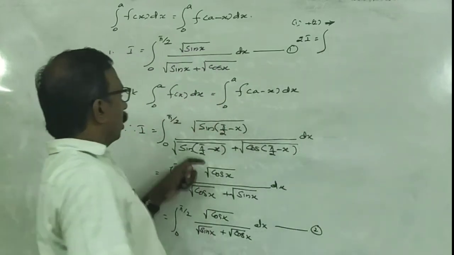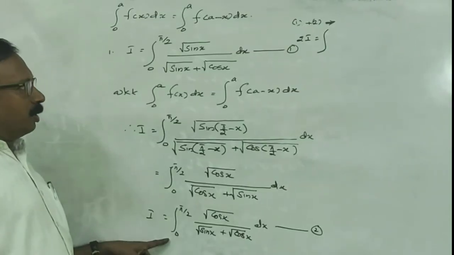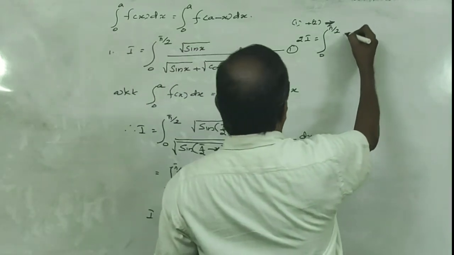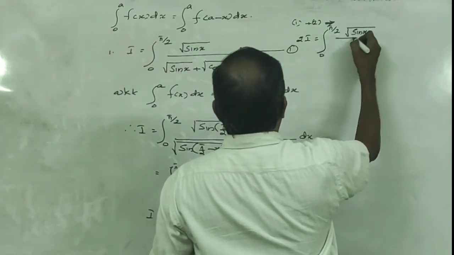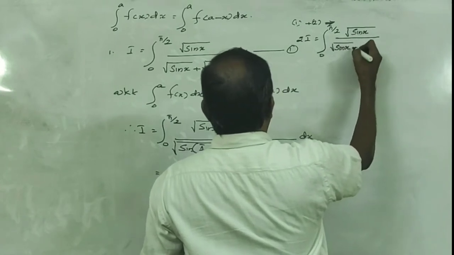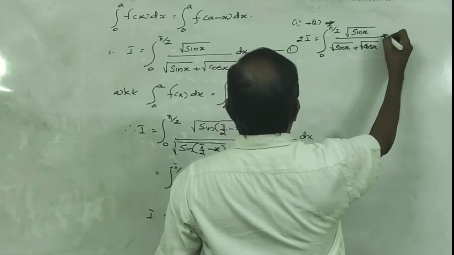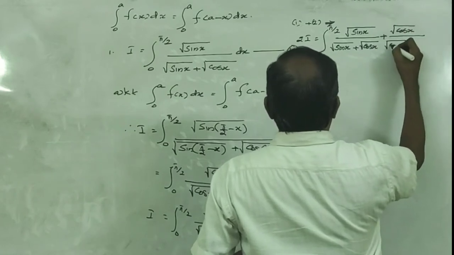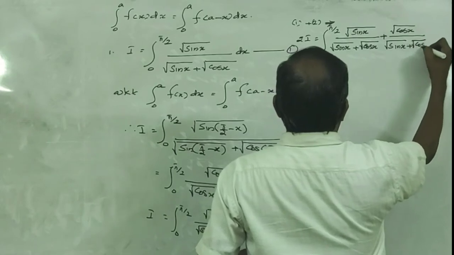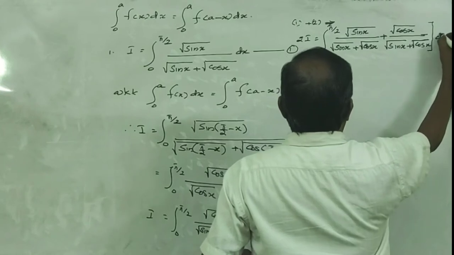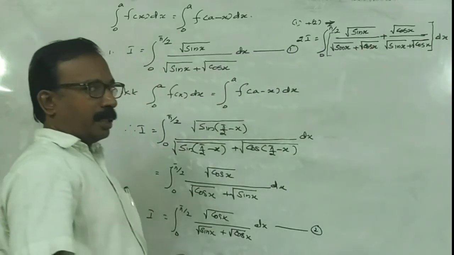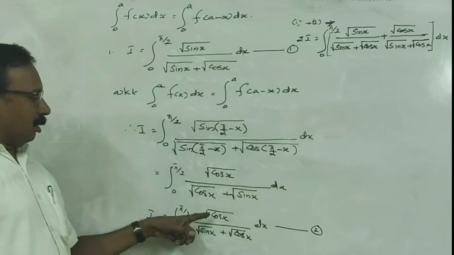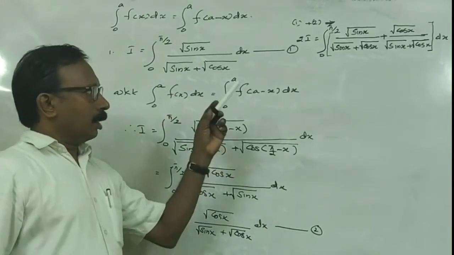is equal to, here integral 0 to pi by 2, here also integral 0 to pi by 2. Take 1 integral 0 to pi by 2. Here it is root sin x by root sin x plus root cos x, now plus root cos x by root sin x plus root cos x, whole into dx. We are adding these two equations. Here the two denominators are same.